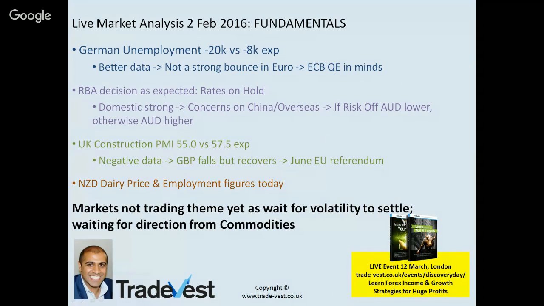So really watch the headlines in terms of the referendum and potential indications on what the vote is going to be, because I have a strong suspicion that the market will be trading from headline to headline based on the EU vote. But really, the takeaway is that there's no strong overall theme right now, as we're waiting for the volatility to settle. In this current climate, we've got to wait for direction from the commodity market, and probably this week that's going to come from the non-farm payroll announcement on Friday.